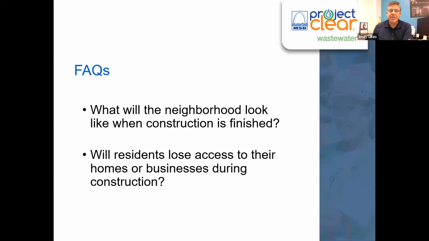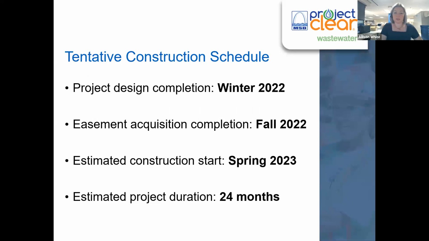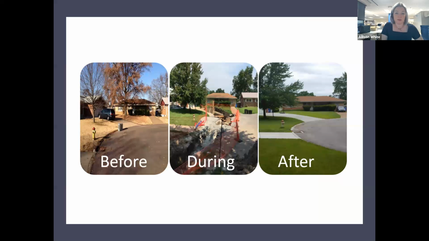Allison, one of the questions that we typically get in these meetings is, will emergency access still have access to properties if somebody needed a fire engine or an ambulance or any other emergency equipment? Yes, so that's actually, if you want to go back, I want to say it's one or two slides to the map, maybe one more.